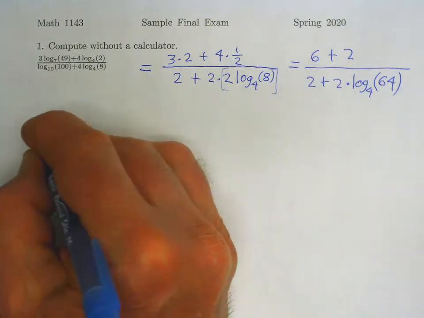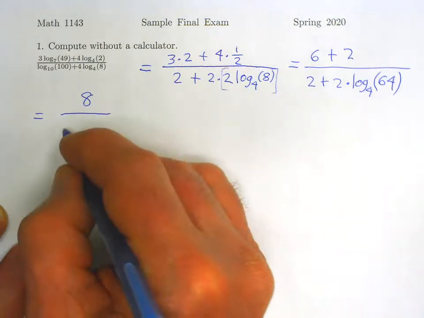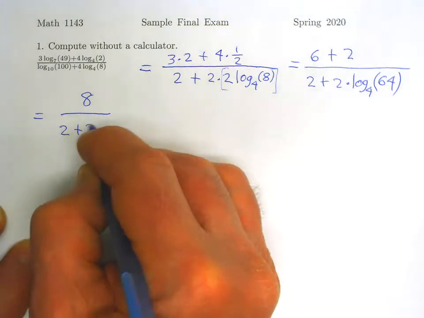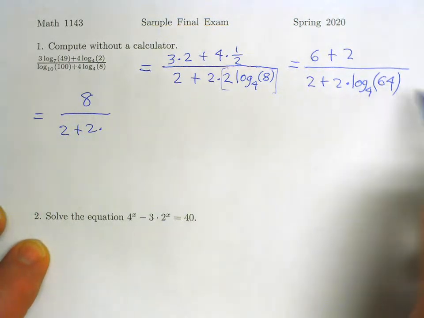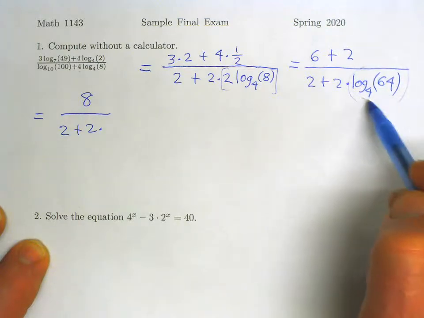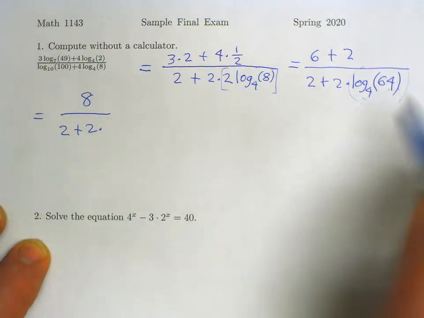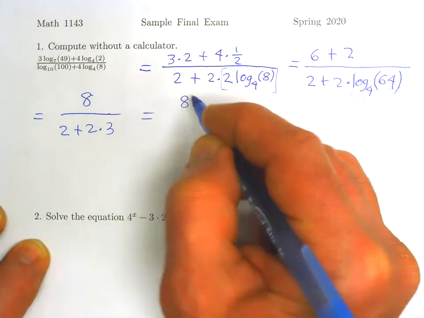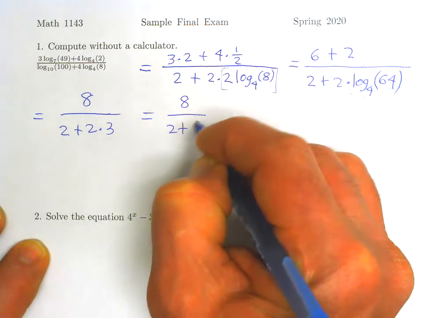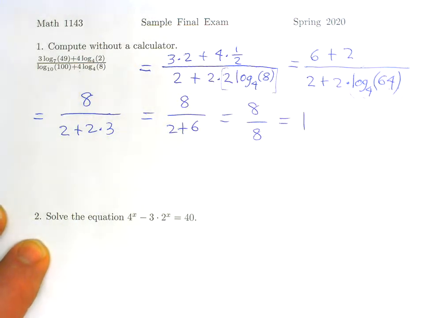Okay, then in the next step, in the numerator, 6 plus 2 is 8. And in the denominator, I have 2 plus 2 times log base 4 of 64. Log base 4 of 64 is 3 because 4 to the third is 64. So this is 2 times 3. And then I get 8 divided by 2 plus 6, or 8 divided by 8 equals 1.